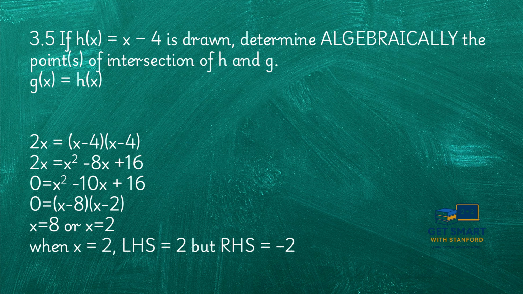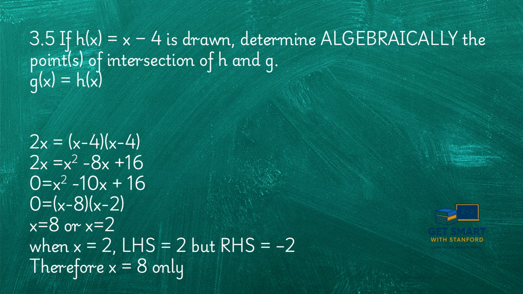When x equals 2, we get 2 on the left hand side and minus 2 on the right hand side. They are not equal. Therefore, x equals 2 is not applicable, because when we substitute on both sides, we are not getting the same value. But when x is equal to 8, we get 4 from both sides. You can substitute on your own on the left hand side and the right hand side. You will see that you are getting 4 on the left and 4 on the right.